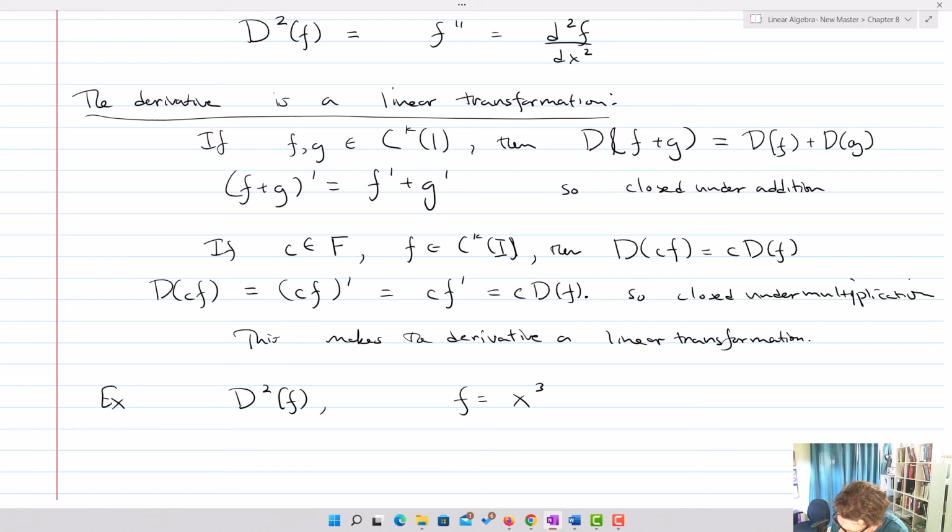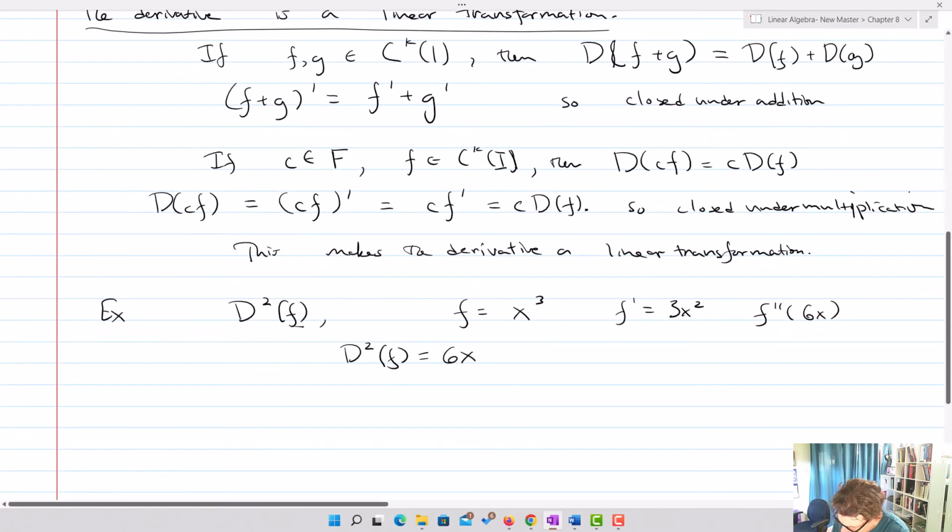So d squared f would be the second derivative of f. So d squared f would equal, right, f prime equals 3x squared. f double prime is equal to 6x. So d squared f would end up being equal to 6x. Okay? And we can do that.